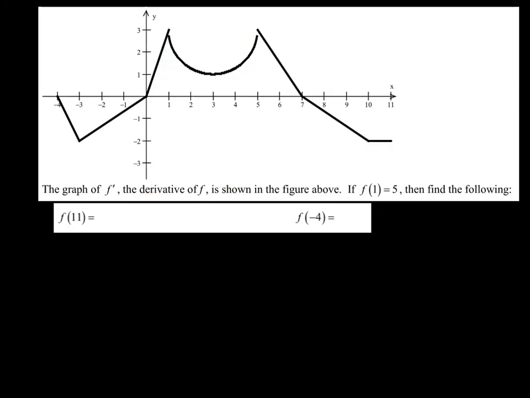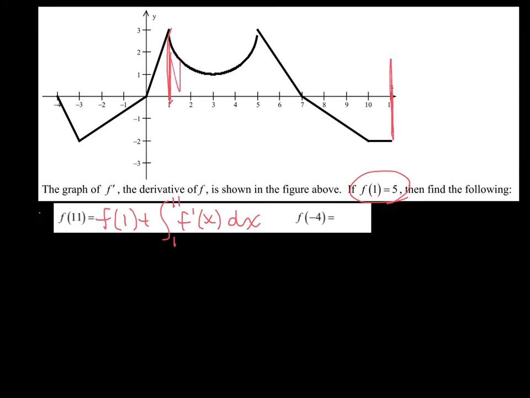Okay, so we're going to try 2 more of these. Again, we are using the same graph, the graph of f prime, and we have the same exact initial condition. So we're working with the same information, just 2 more practice problems. So the first one here is f of 11. So f of 11 is what we want. That's where we're ending. So it's equal to the initial condition, f of 1, plus the integral from our beginning, which is 1, to our end, which is 11, of f prime of x dx. Okay, so we're going all the way from 1 to 11.